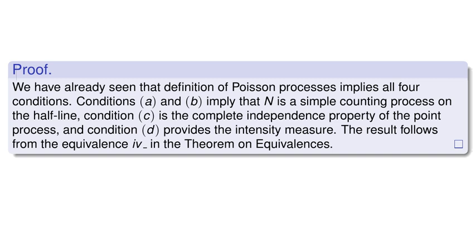For the proof of this corollary, we have already seen that the definition of Poisson processes implies all four conditions A through D. Conditions A and B simply state that N is a simple counting process on the half line. Condition C is precisely the complete independence property of the point process. And condition D provides the Poisson marginals for the increments, which in turn defines the intensity measure. The result then follows from the equivalence 4 in our theorem on equivalences. This concludes our discussion on Poisson point processes and their various characterizations.